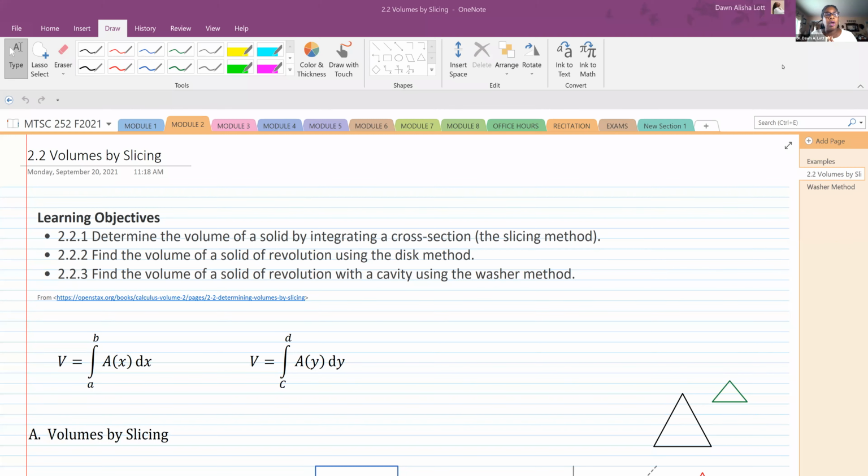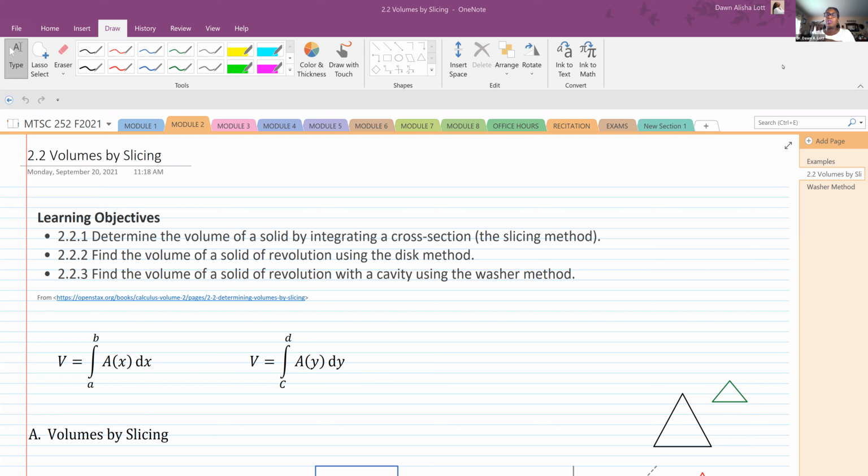Okay, so as you know, if I take a deck of cards, let's just take one card. I can find the area of that one card. It's flat, it gives me area. But if I stack all those cards up and just keep stacking them, then eventually they give me volume.